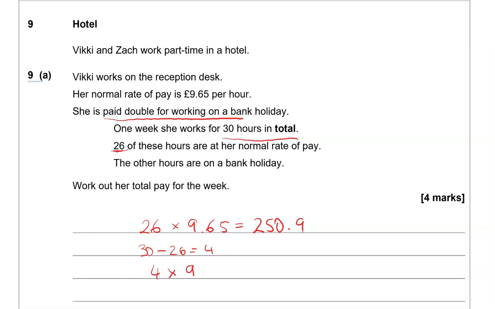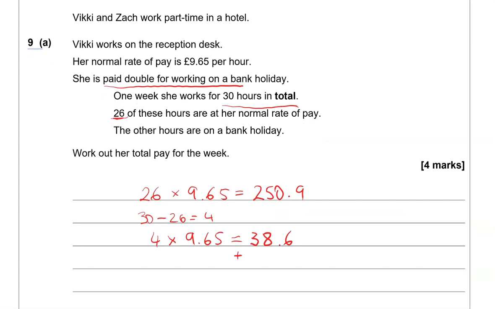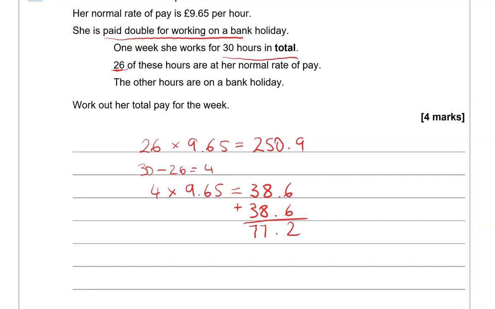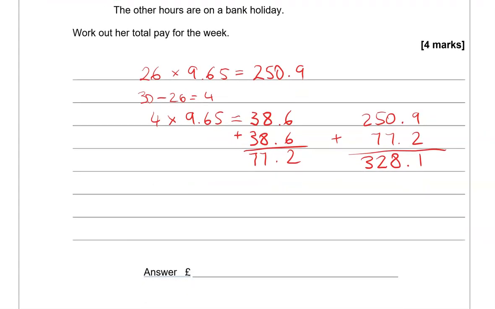So we could do 4 times 9.65 and then double that amount. And that is 38.6. So, adding another 38.6 gives us 77.2. So we'll now do 250.9, add 77.2. Gives us 328.1. So that is £328.10.